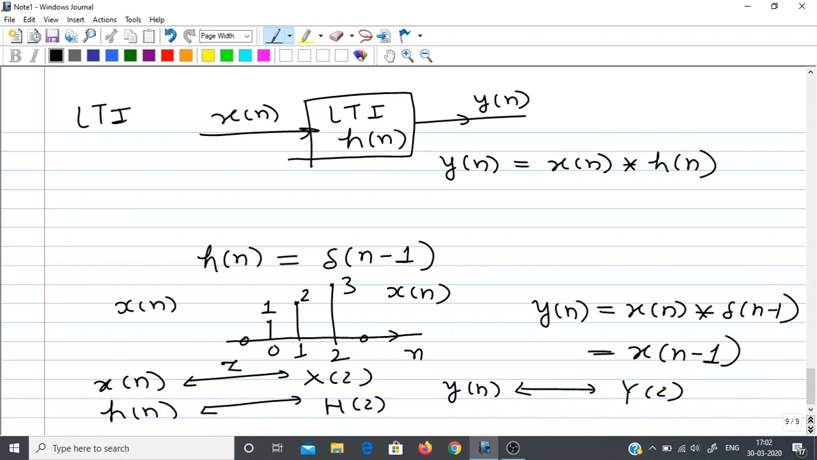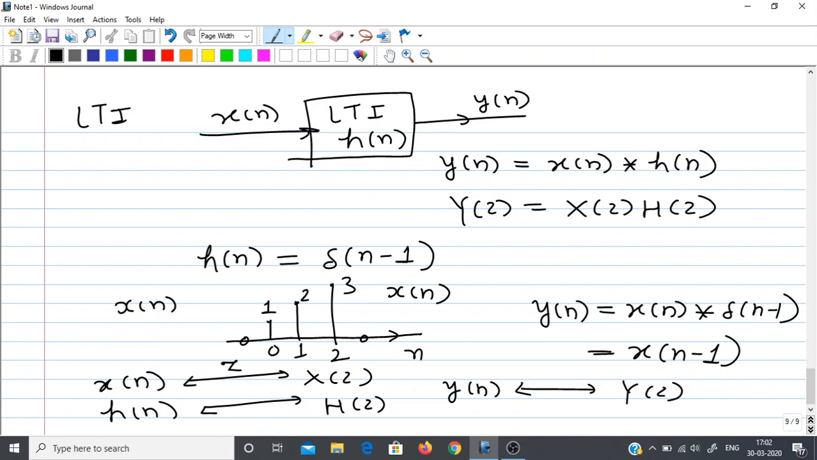Then in time domain, Y, X and H are related through convolution. How would they be related in Z domain? This Y(Z) would be X(Z) into H(Z). So what is important to notice is that the convolution operation in time domain has been transformed into multiplication operation in Z domain. And naturally, the operation of multiplication is simpler than the operation of convolution.